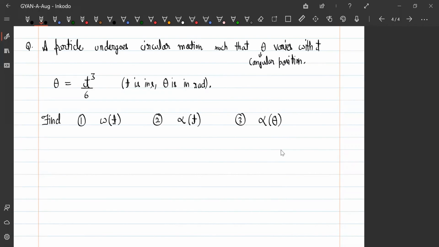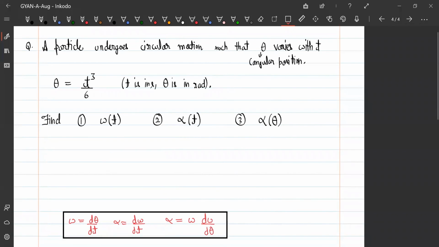To find these three quantities, and of course theta time के साथ vary कर रहा है, then it is highly likely कि हमारा alpha constant नहीं है. अगर alpha constant नहीं है, then you will be using these three relations. Omega is equal to d theta by dt. Alpha is equal to d omega by dt. And third is alpha is equal to omega d omega by d theta. ये तीनों relation use करना है because it's highly likely that alpha is not a constant. All this, figure it out.